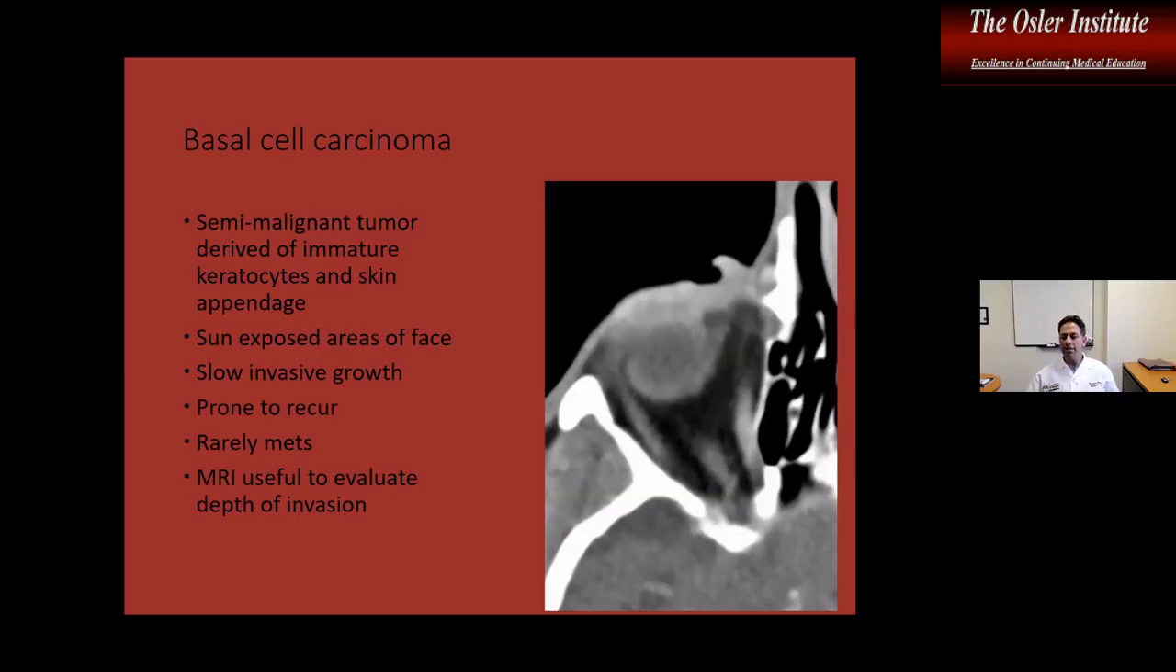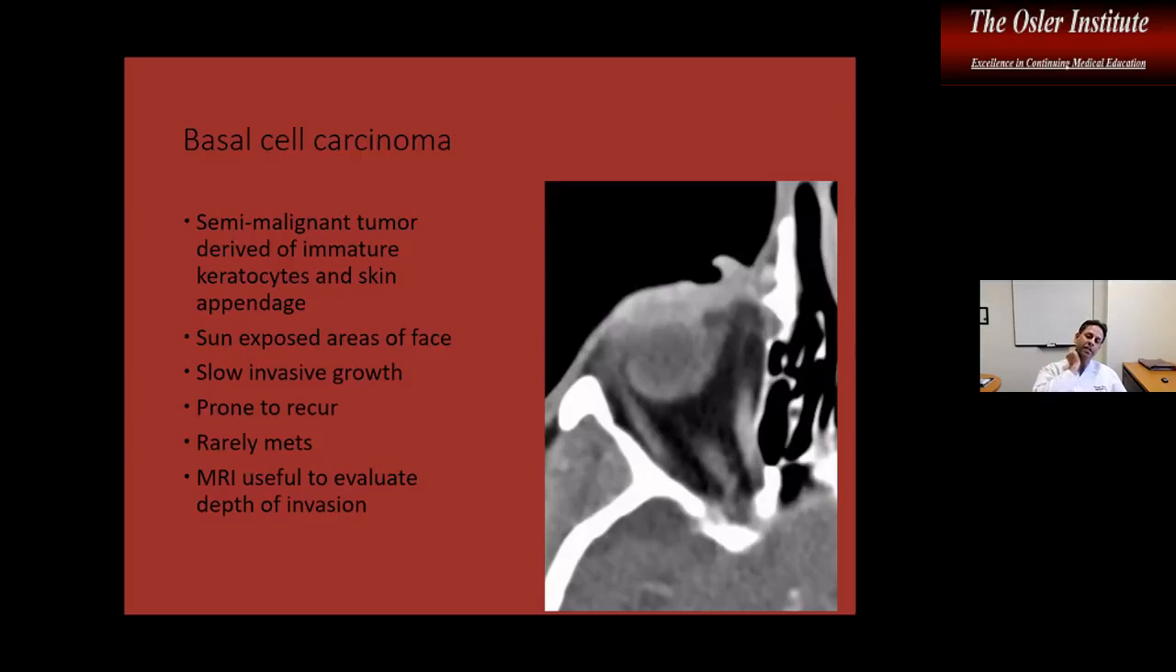So basal cell carcinoma, squamous cell carcinoma, and sebaceous cell carcinoma. If you find them in the orbit, they're not going to start in the orbit, right? They always have to start in the eyelid. But squamous cell can start in the eyelid skin or in the conjunctiva too, whereas basal cell starts in the skin. So it is a malignant tumor, even though it's semi-malignant. It's one of the slowest-growing ones, derived from the immature keratocytes and skin appendages. It's more common in any sun-exposed area, so the face is common.